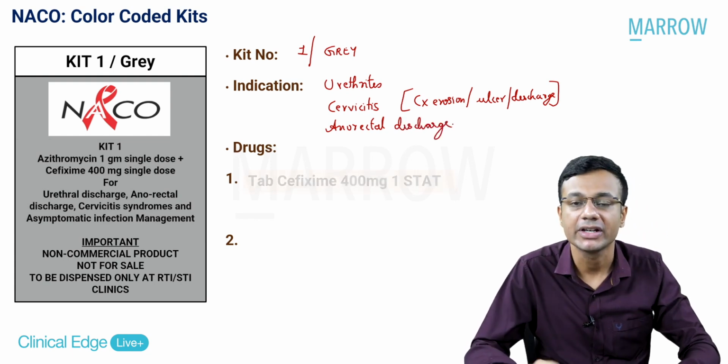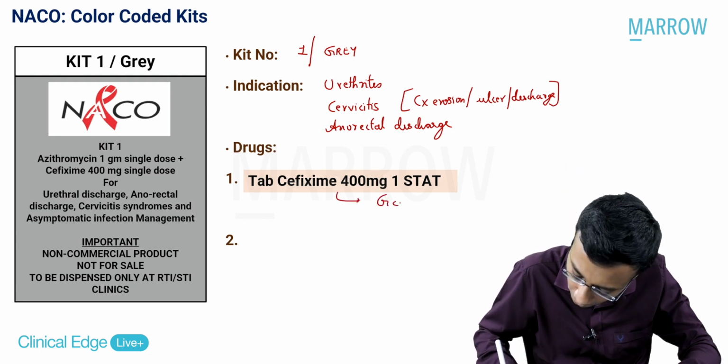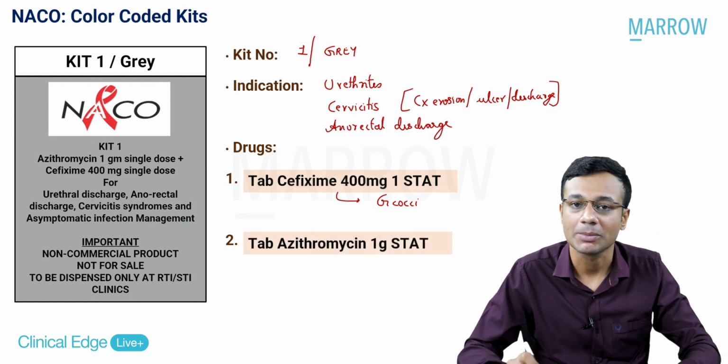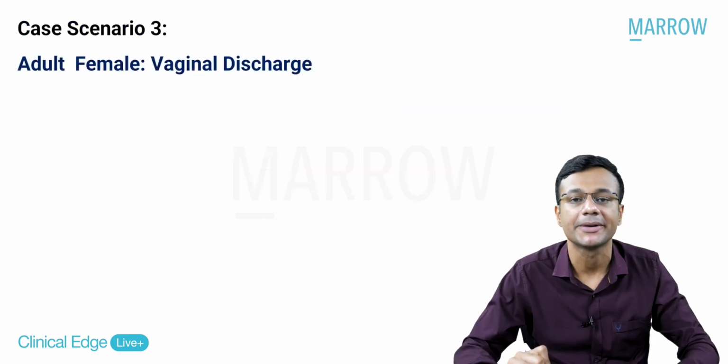Two important drugs are given here. Number 1, cefixime 400 mg 1 stat. This is going to be covering gonococci. And the second important one is you're going to give azithromycin 1 gram stat. This is to cover chlamydia.